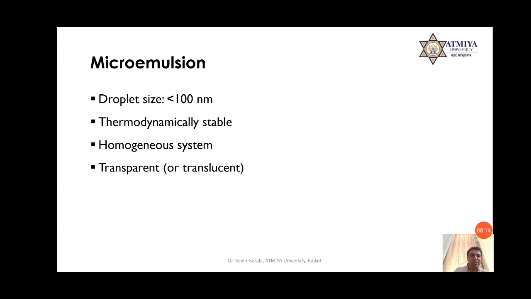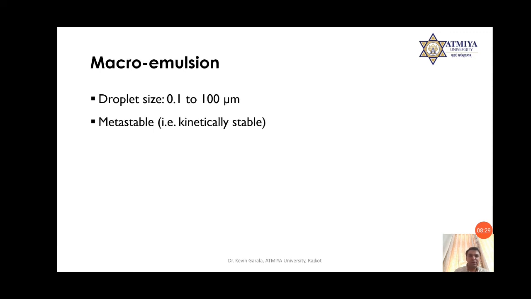It is a homogeneous system. Homogeneous means the size of the droplet is so small that we cannot visualize it by naked eye, and hence it is considered homogeneous. Either they are transparent or translucent. Now macro emulsion, normally the droplet size is in the range of 0.1 to 100 micrometer, and they are metastable, meaning kinetically stable.